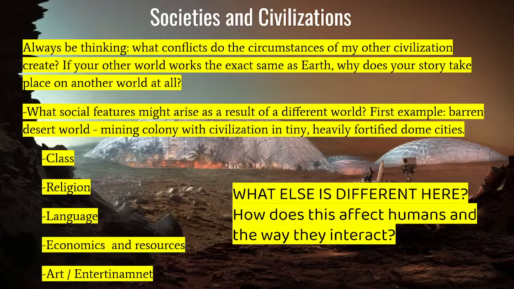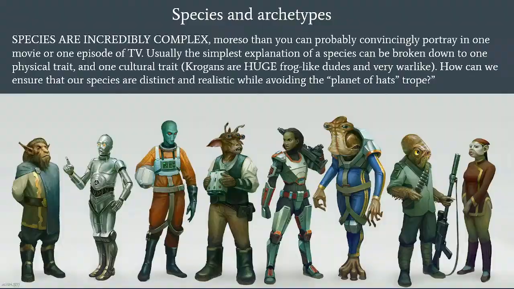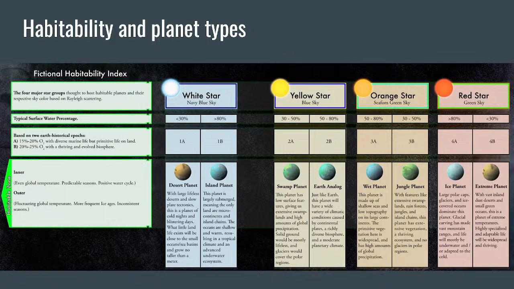For instance, we can start with barren desert worlds. It might lead to a mining colony with a civilization existing only in tiny, heavily fortified dome cities so that they can avoid the worst of the desert storms that whip through and destroy everything, right? Let's think of a different class of world. We can go back to our types of planets if you guys want to. And let's come up with a new society and civilization based on the features of that world.